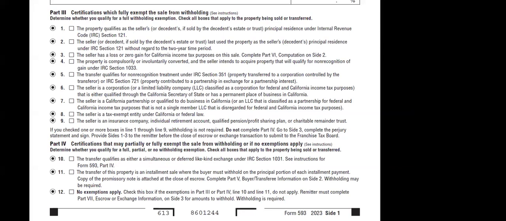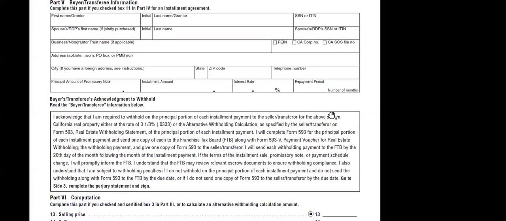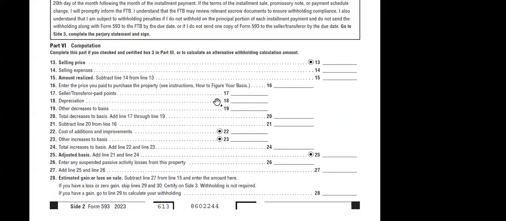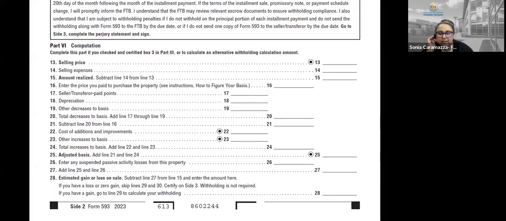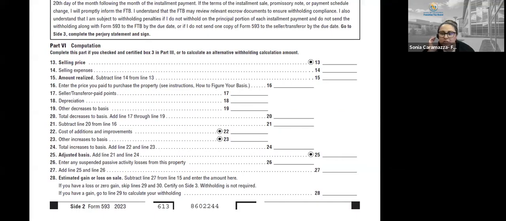One more question. For the alternative method, can the seller be liable for more than the 12.3%? Because on here it says 12.3%, can they be liable for more than that? I don't understand what you mean. What are they liable for? That's what they're telling you to change the withholding amount to, right?